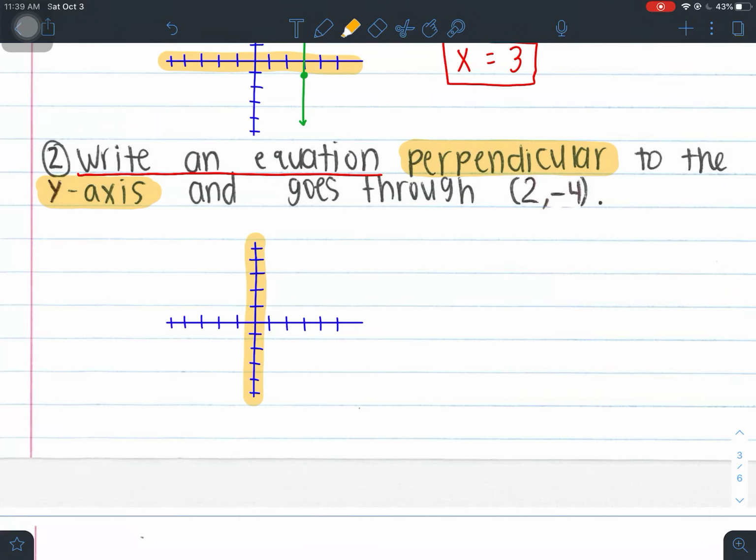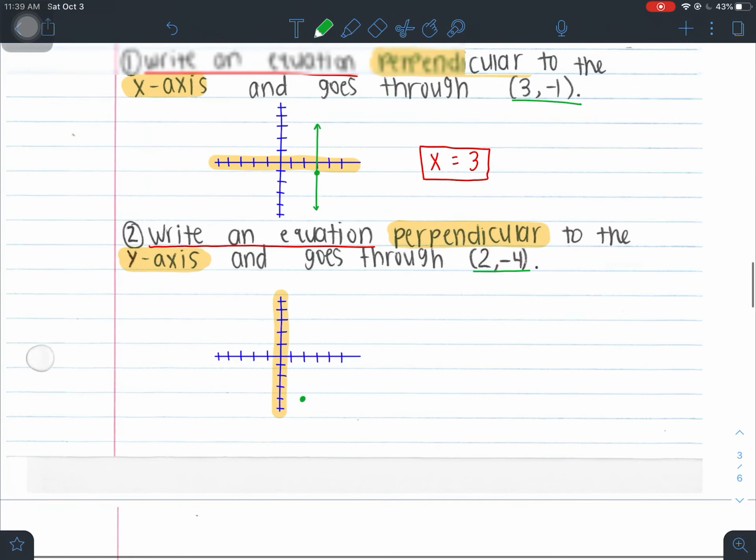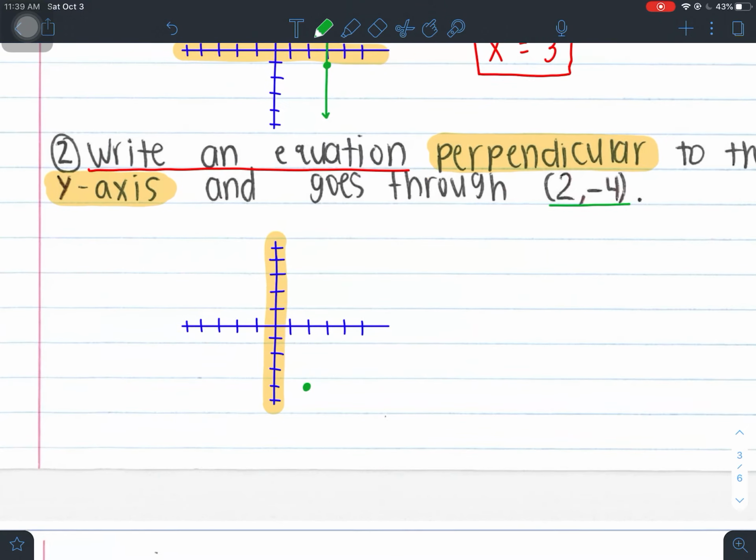So I'm going to highlight my y-axis, and then I want my line to go through the point 2, -4. So 2, -4 is going to be located right here. Now it's going to be super important that you plot that point in the right spot, because you're going to end up drawing the line in the wrong spot if it's not in the right spot.